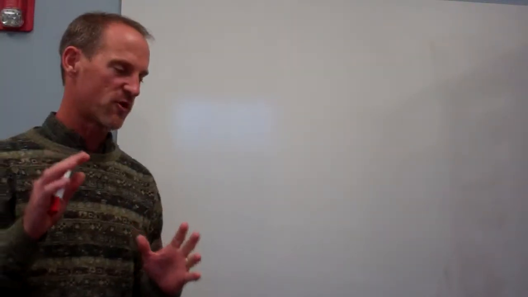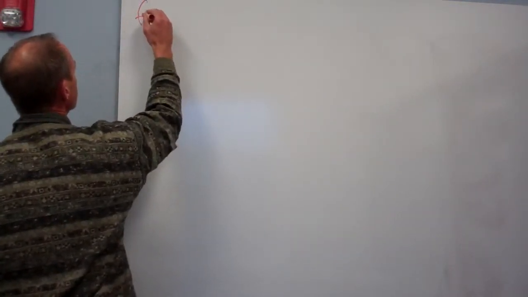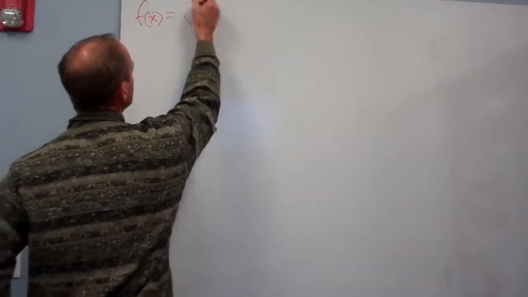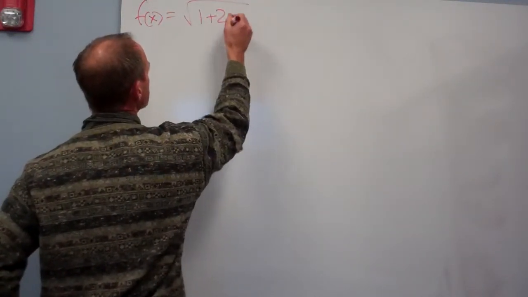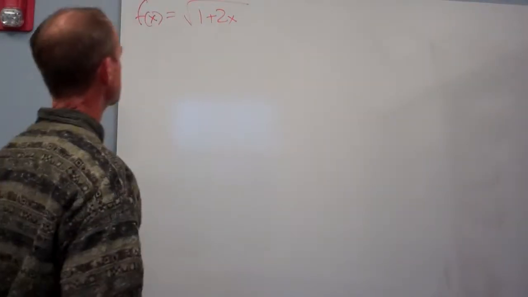Okay, everybody, we are going to do a sample homework problem just like you're going to do. You guys are doing 22. I'm going to do 23: 1 plus 2x under a radical. So f of x equals the square root of 1 plus 2x. What I asked you to do is first graph this to the best of your ability.